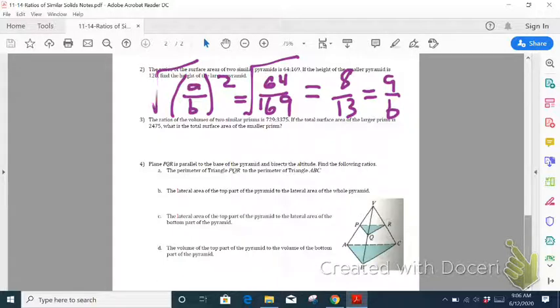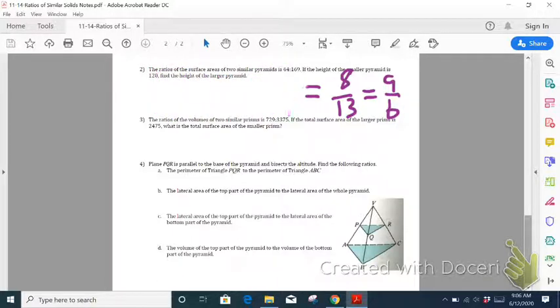So since, let's erase this part because I can't really read the question, since we're finding the height of the larger pyramid, we're going to flip this around and use 13 over 8 because that's bigger than 1. So since we're going from the smaller to the larger pyramid, we want to multiply by the scale factor bigger than 1. Okay? So we get that the larger pyramid has a height of 195, which I got by doing 13/8 of 120.